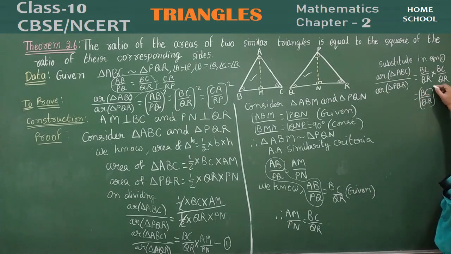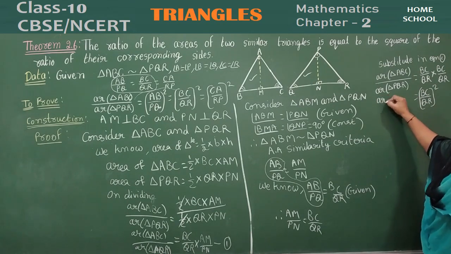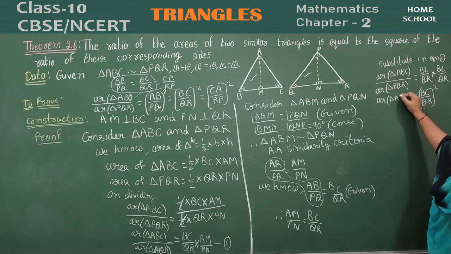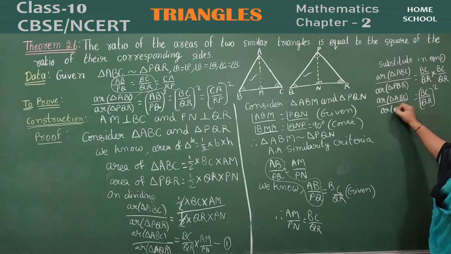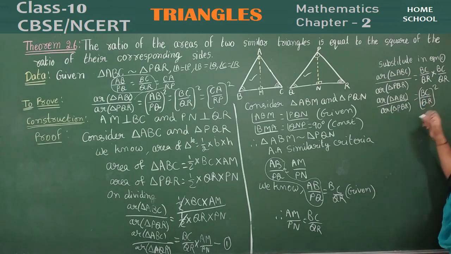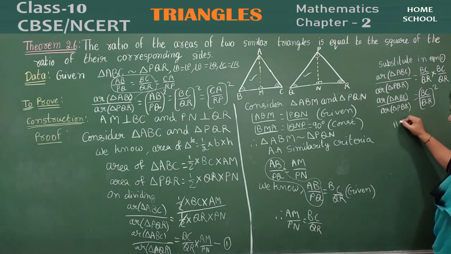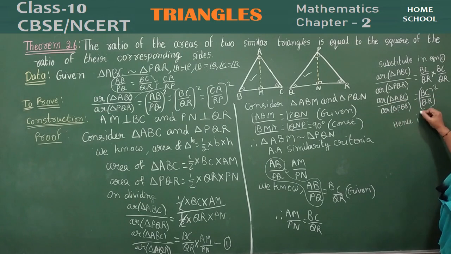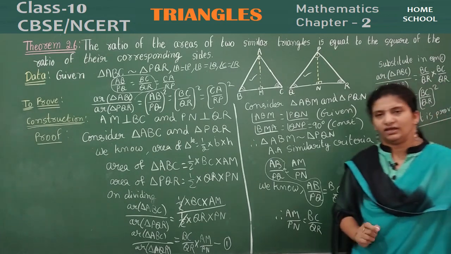Two times multiplied means what you can say? Whole square. Area of triangle ABC by area of triangle PQR is equal to BC by QR whole square. Hence it is proved. This is one of the very important theorems.